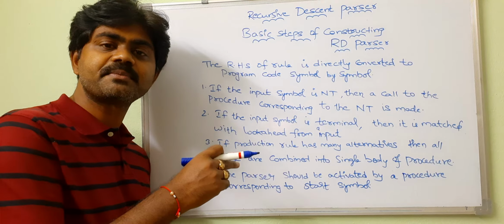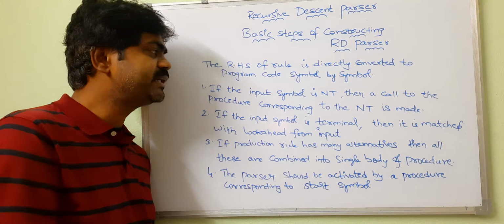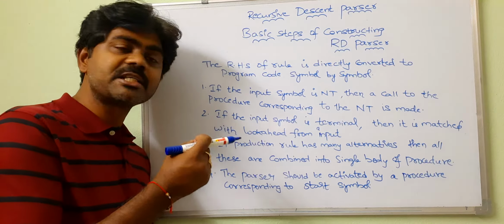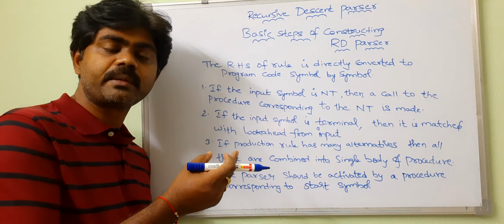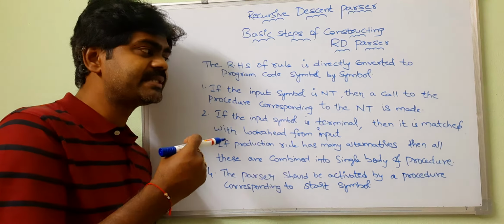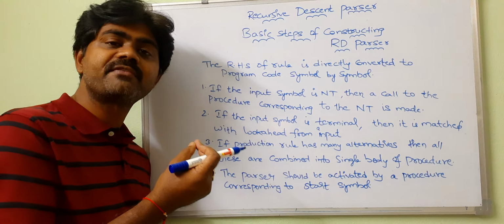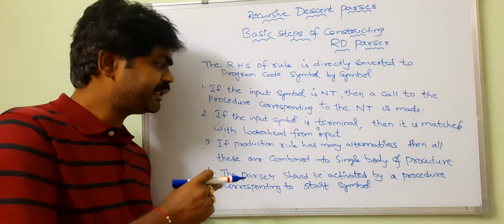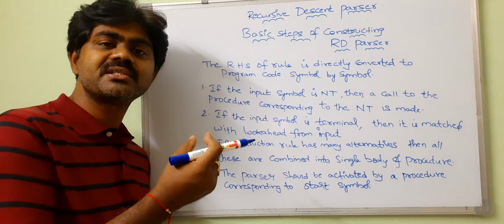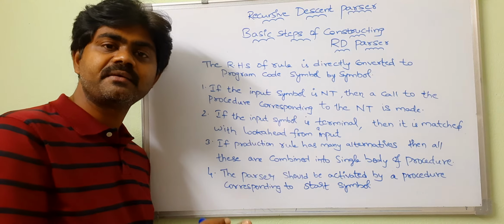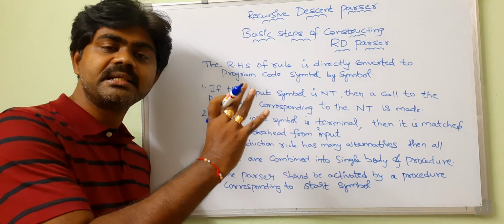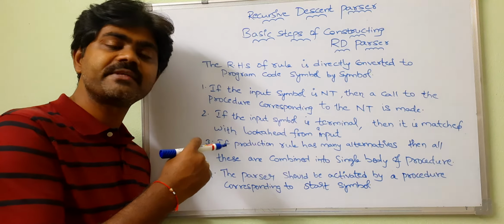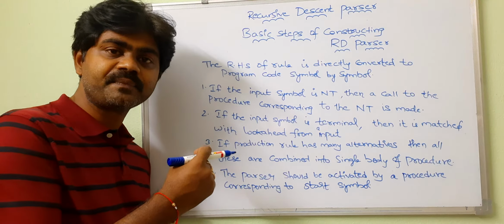So what are the four basic steps we have here? First one, if the input symbol is a non-terminal, then a call to the procedure corresponding to the non-terminal is made. Second one, if the input symbol is a terminal, then it is matched with the look ahead from the input. I will discuss what the look ahead pointer is all about. Third one, if the procedure rule has many alternates, then we need to construct a big body of a procedure corresponding to all those alternates, right? And fourth one, the parser should be activated by a procedure corresponding to the starting symbol.